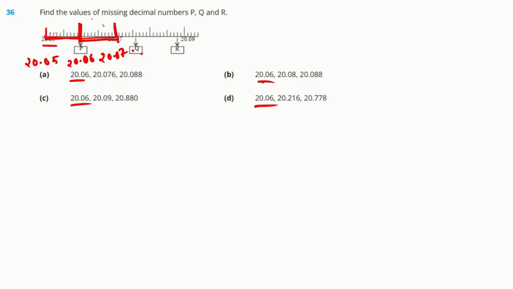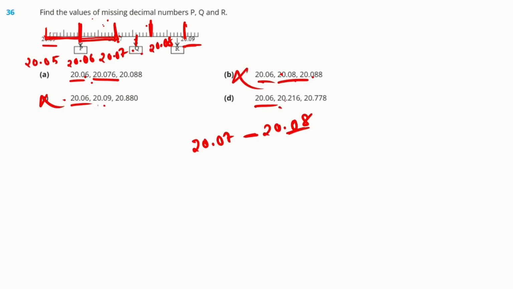Next, this is 20.07, this is 20.08, this is 20.09, already marked. So Q ranges between 20.07 and 20.08. Now let's see what is possible. 20.09 is not possible, it's beyond the range. 20.08 is again the end of the range, so again not possible, eliminated. And 20.216 is far beyond the range, so again not possible. So the only option that stays with us is option A. That has to be our answer.